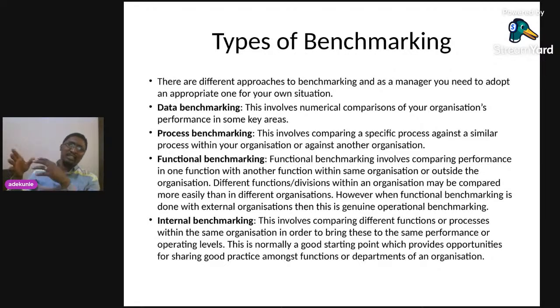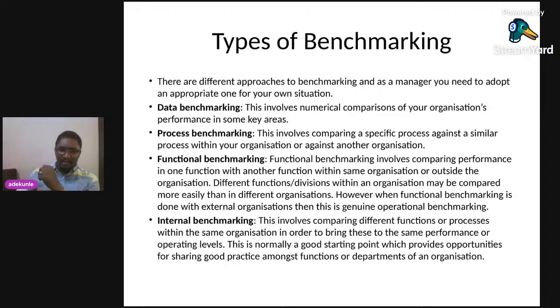Of course, in benchmarking, we have types of benchmarking. There are different types of benchmarking, depending on the situation the organization finds itself in. We have what we call data benchmarking. This involves numerical comparison of your organization's performance in some key areas. We have process benchmarking, which involves comparing a specific process against similar processes within your organization. You have functional benchmarking, which involves comparing performance in one function with another function within the same organization or outside your organization.